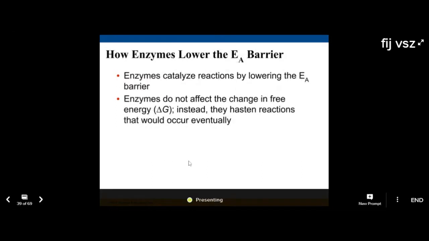Okay, how do enzymes lower this barrier? Enzymes do not affect the change in free energy, right? Because that delta G never changes on the graph. But they can lower the activation energy, the bump in the beginning. And this is the way they do it.